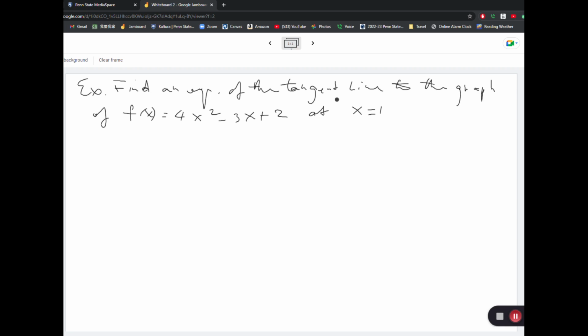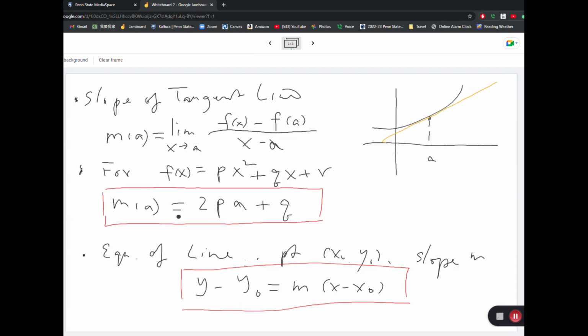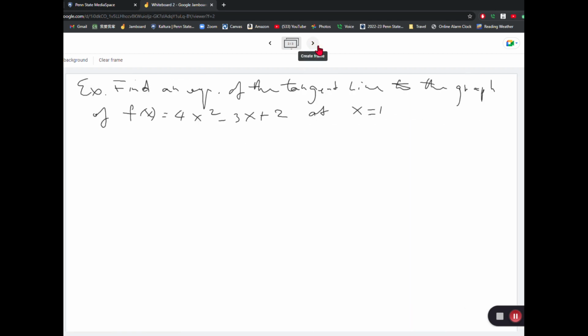Find an equation of the tangent line to the graph of f of x at x equal to 1. So this is the location A. Now, graphing is not required. I just want to draw something that may not even be the actual graph, just an illustration to show what we're trying to accomplish here. So suppose the graph is like this. This location is 1. We want to write an equation of the tangent line here.